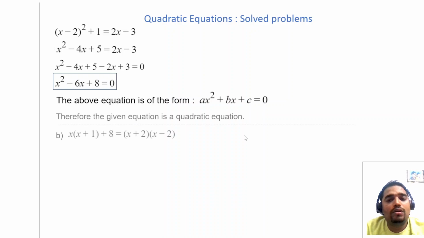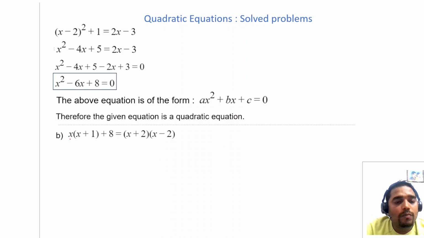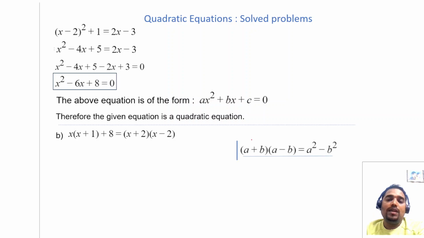Now we will see how to solve the second problem. The second problem is x into (x plus 1) plus 8 is equal to (x plus 2) into (x minus 2). Now we will see how to simplify this. On the RHS, we see (x plus 2) into (x minus 2). This looks like (a plus b) into (a minus b). Let us see what the formula is. (a plus b) into (a minus b) is a square minus b square, wherein in place of a there is x and in place of b there is 2.